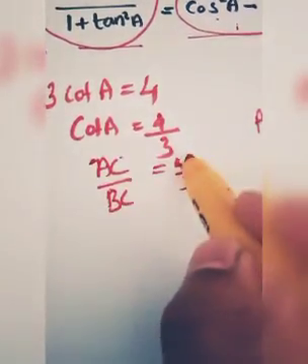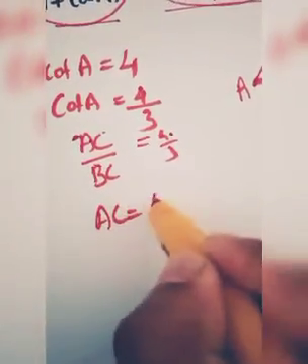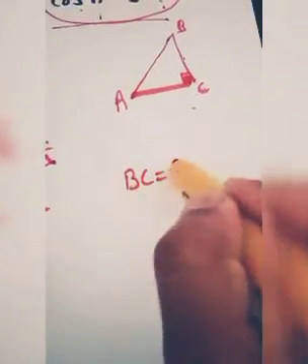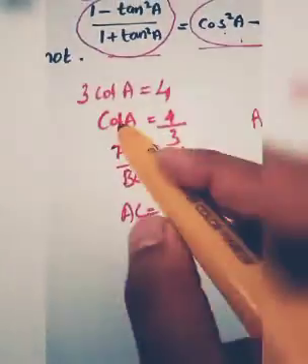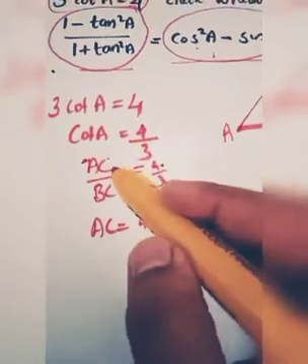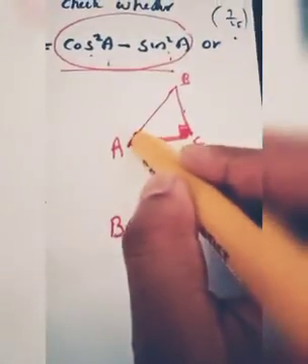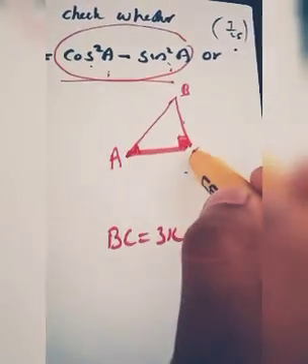Then what will be AC? 4. No. AC will be 4x. What will be BC? 3. No. BC is equal to 3x. Clear? Once again, the cot equation is adjacent by opposite. So AC by BC. Here the angle is A. So this is the angle A, and adjacent to angle A is AC.